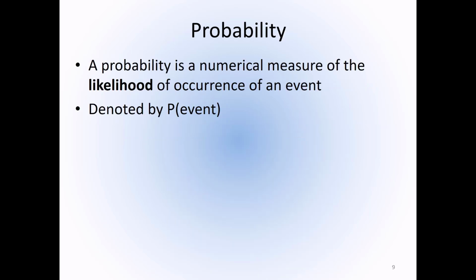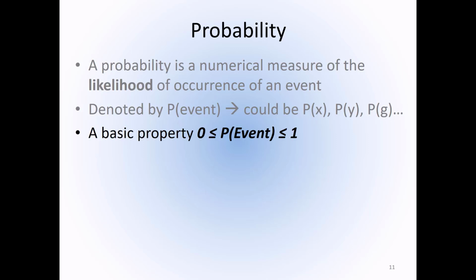So, probability is a numerical measurement of the likelihood that some type of event is going to occur. And we denote this by P with the parentheses, and inside the parentheses is the event that we're interested in. So this could be P of X, P of Y, some other particular event. It doesn't matter, but that P will indicate to us that this is a probability that we're interested in. We're looking for the likelihood that this event is going to occur.